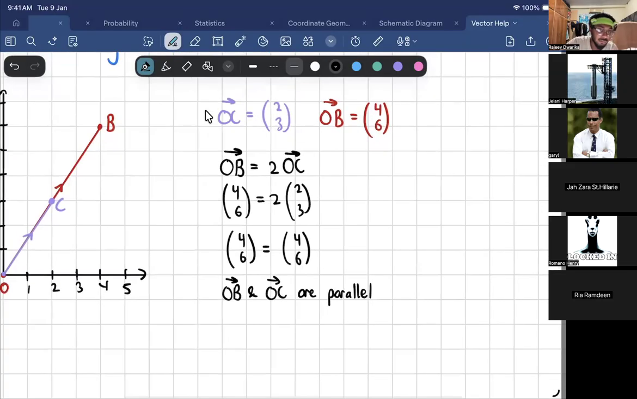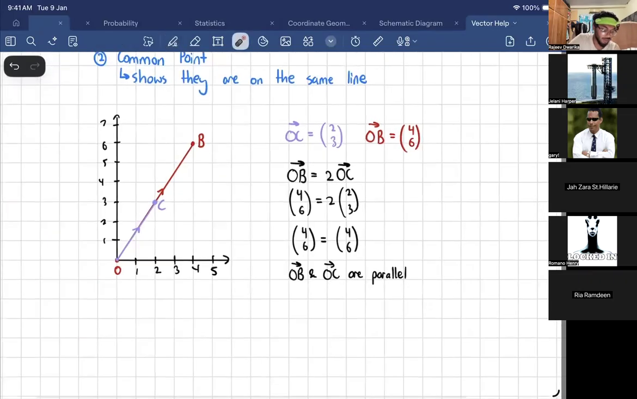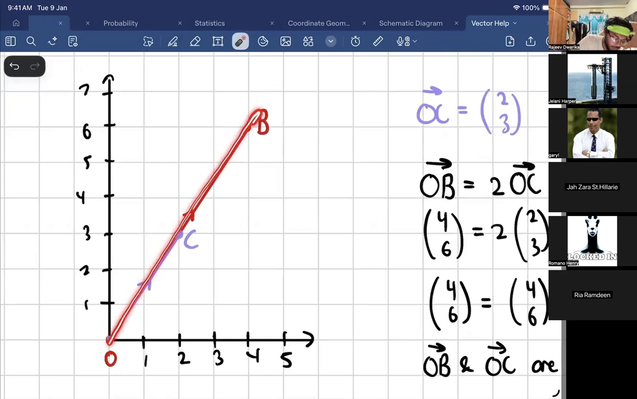The next thing we're looking for is a point in common. Is there a point in common between O to B and O to C?